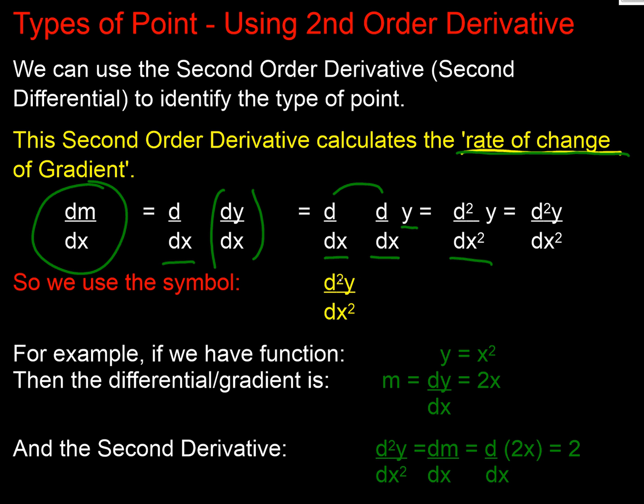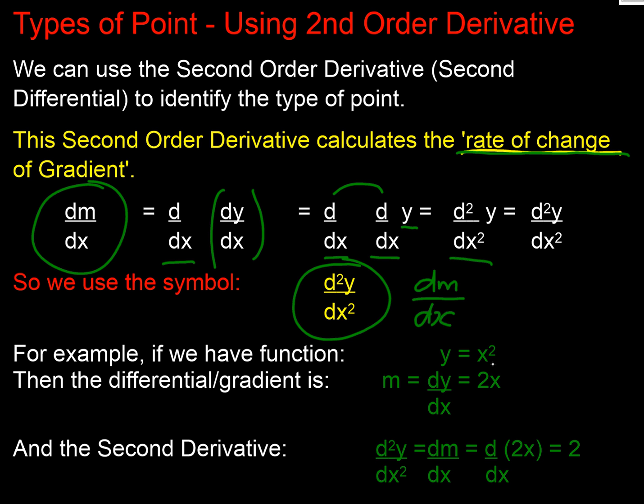So quite often you'll see this written as d2y by dx squared, but for a lot of you, you might actually find it more practical and more common sense to think about it as being dm by dx, i.e. it's the rate of change of the gradient. And that makes life very much easier if we're doing these calculations and understanding them.